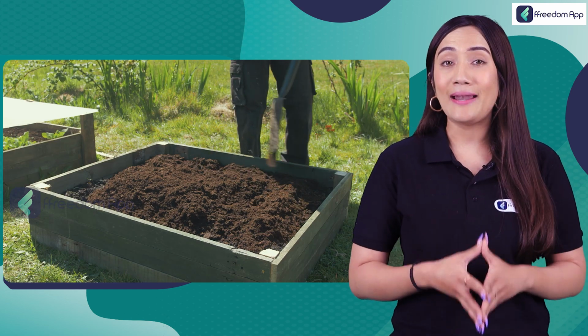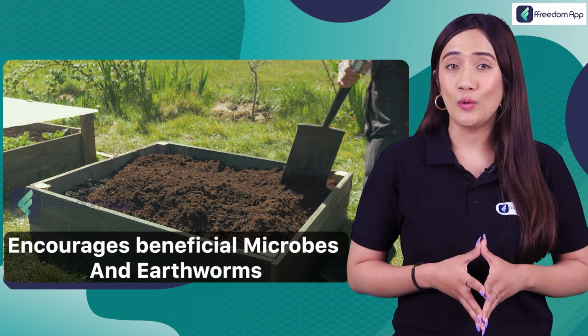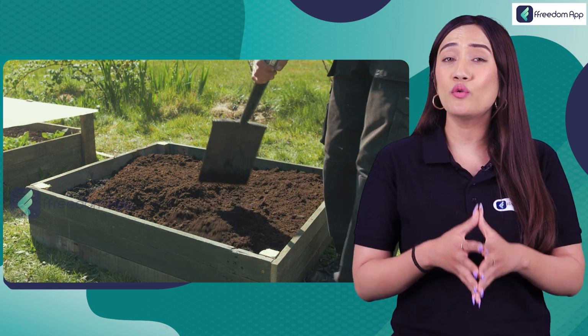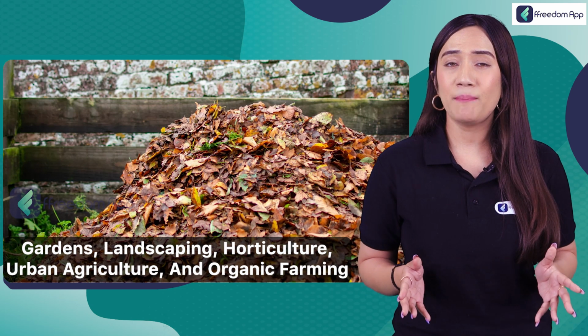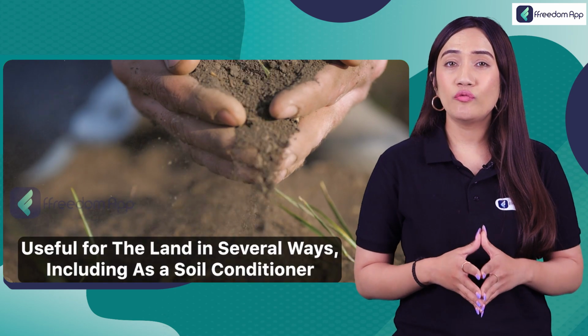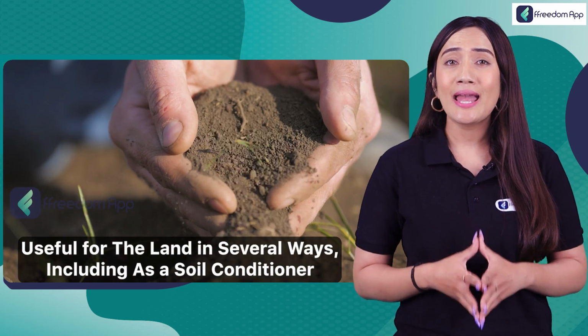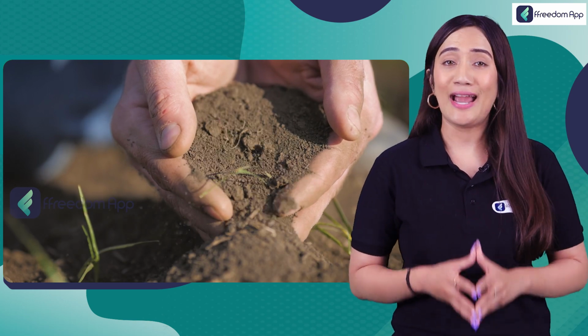Let's talk about organic composting. Organic compost is organic matter that has been broken down by microbes. Compost is the main key ingredient in all soils. It adds organic matter, improves sandy soils, and encourages beneficial microbes and earthworms. It also increases nutrients and improves soil texture. It is used in several applications, for example in gardens, landscaping, horticulture, urban agriculture and organic farming. Compost is useful for the land in several ways, including as a soil conditioner, an addition of vital humus, and a natural pesticide for soil.